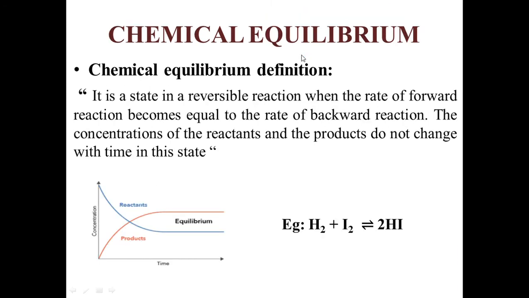Next, we will come to the definition of chemical equilibrium. Chemical equilibrium states that in a reversible reaction, when the rate of forward reaction becomes equal to the rate of backward reaction, the concentration of reactants and products do not change with time. This state is called chemical equilibrium. For example, H2 plus I2 gives 2HI. This is the definition of chemical equilibrium and an example.